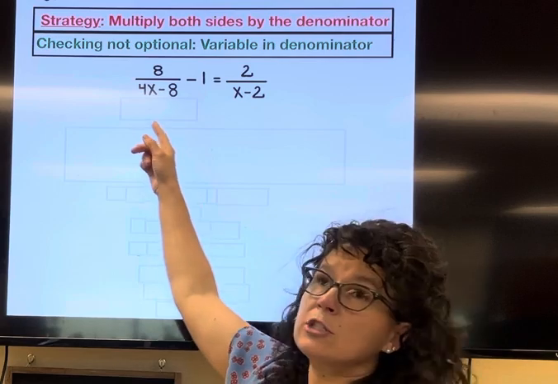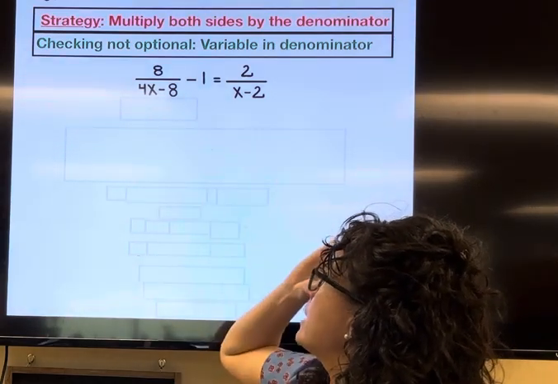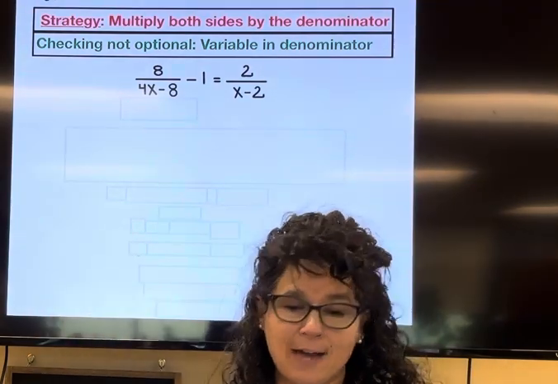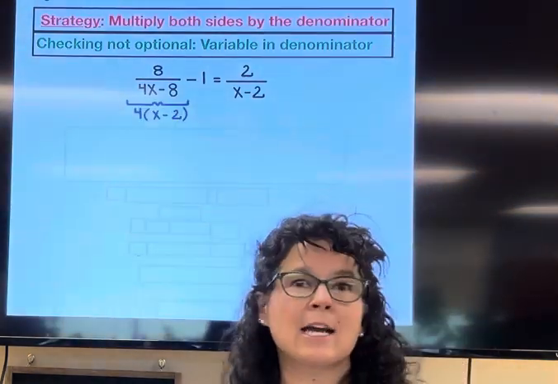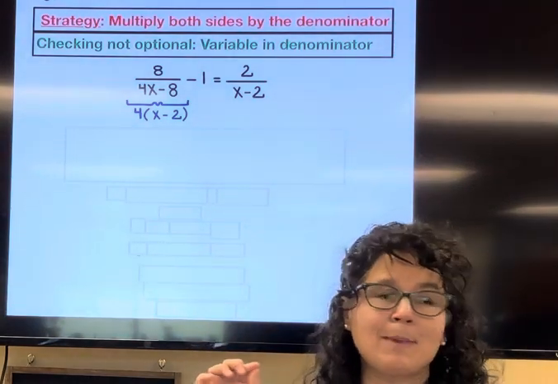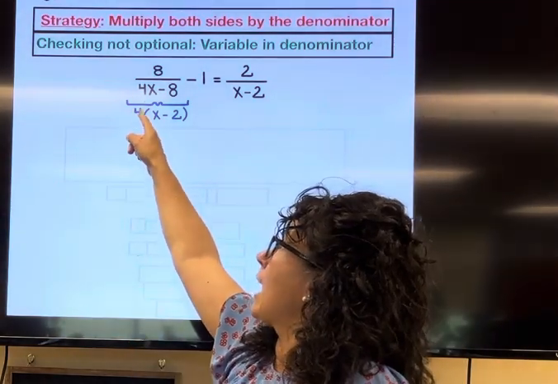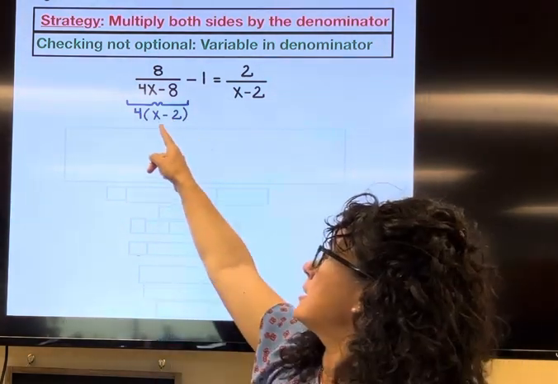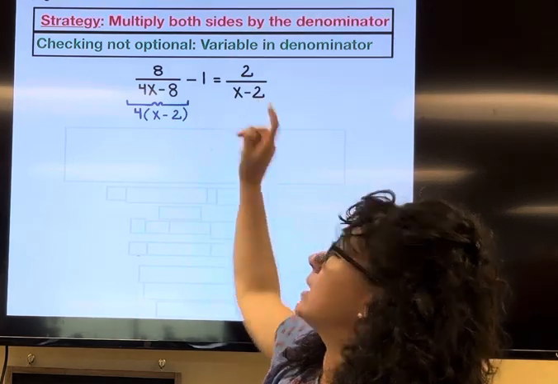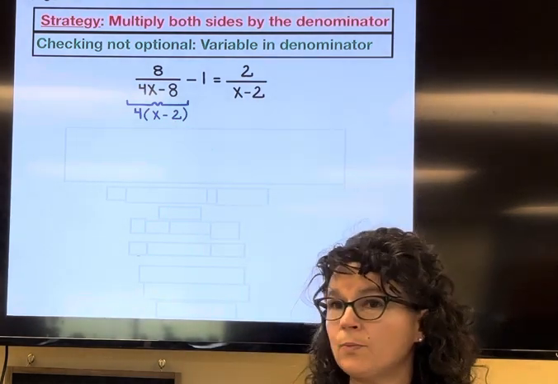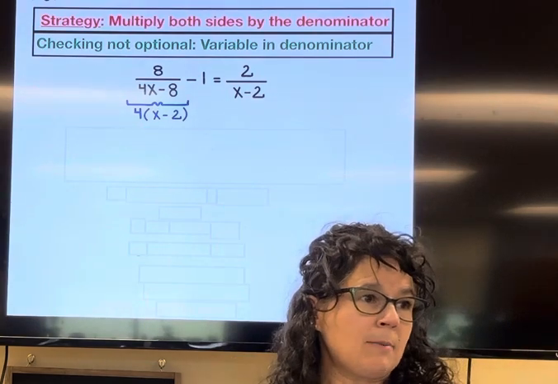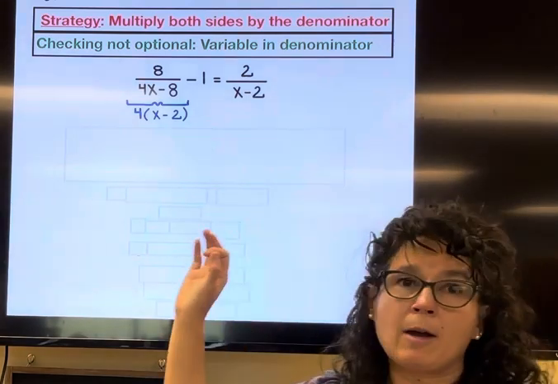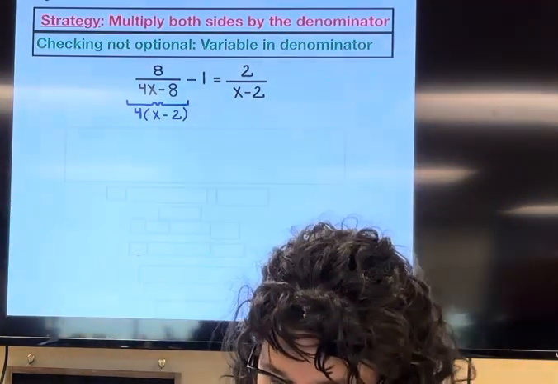denominators. In this one, originally it looks like my denominators are 4x minus 8 and x minus 2, but 4x minus 8 factors, and I need to go ahead and factor that so that I can see what that denominator is made out of. So taking a 4 out, that's going to leave me with x minus 2. So this denominator is 4 times x minus 2, and this denominator is x minus 2. We want to multiply by as little as possible, avoiding any duplicates. So I'm going to multiply by both 4 and by x minus 2.